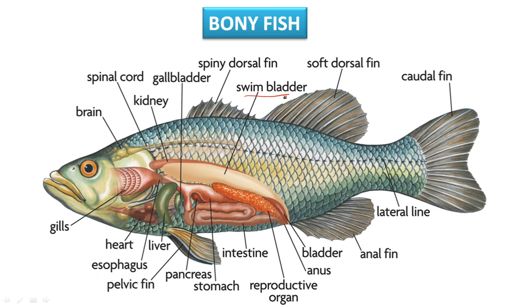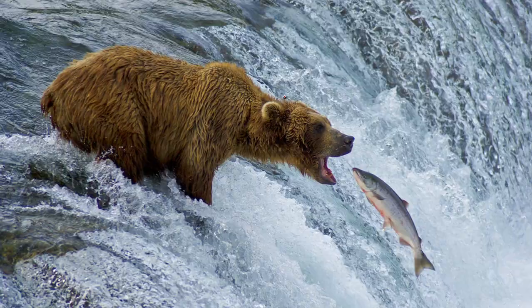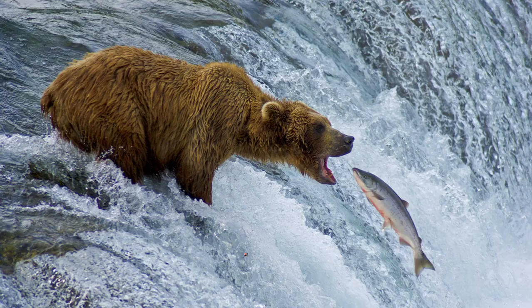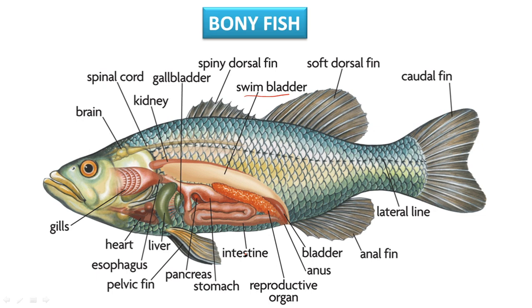Also, another characteristic is that the gills are protected by a cover which is called the operculum. The operculum, I don't know if you can see it here. Here in this drawing, we cannot see the gills because there's like a lid that protects the gills. El opérculo tapa, protege las agallas o las branquias.